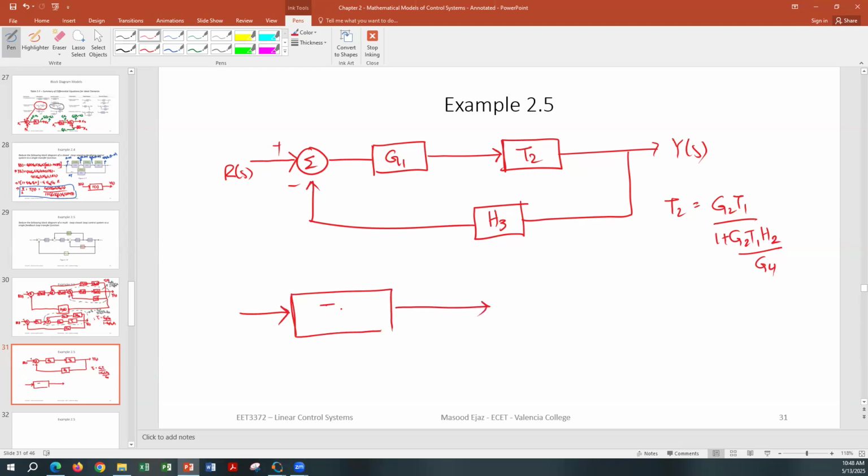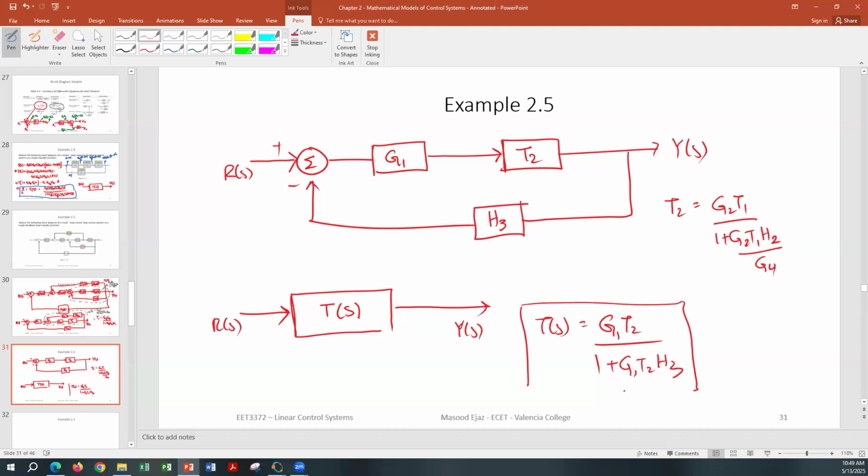And let's call this the final transfer function, which is T of S, Rs, Ys. And T of S, of course, will be equal to G1 T2 over 1 plus G1 T2 H3. So this is the final transfer function.